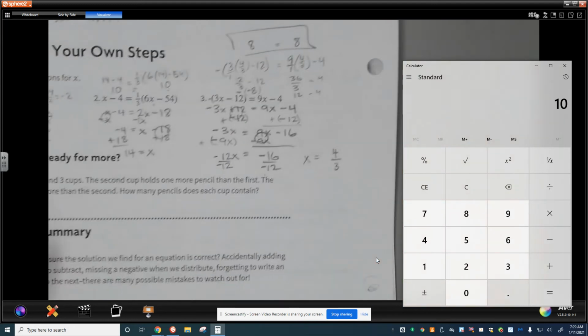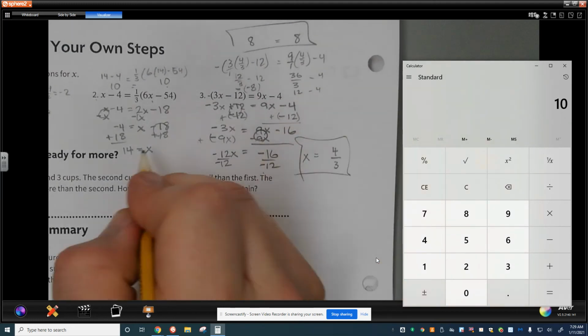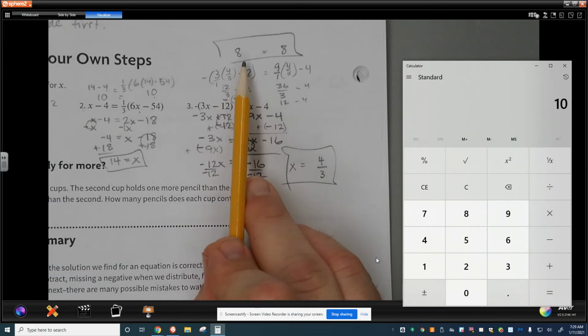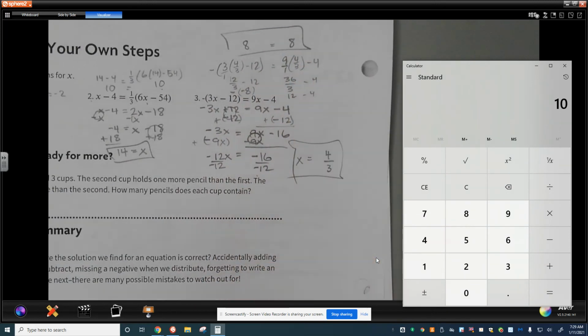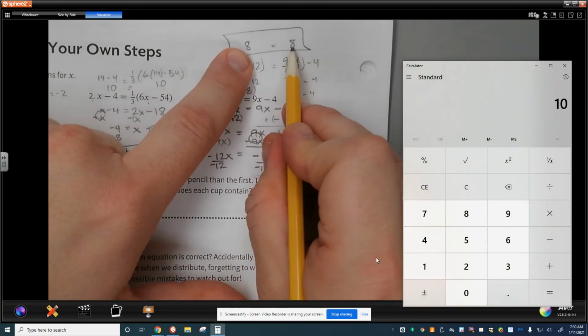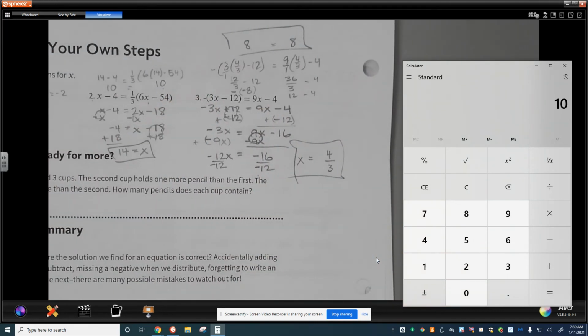Oh my goodness, I'm so happy that 4/3 is really the right answer. I know it's the right answer because when I substitute it for x, I get 8 is equal to 8, meaning that both expressions simplify down to the exact same value, which tells me I did the right work. I got the right value for x.